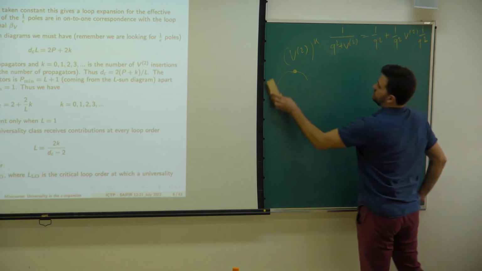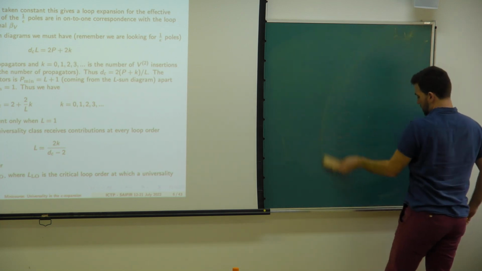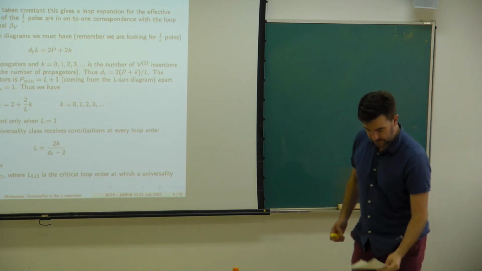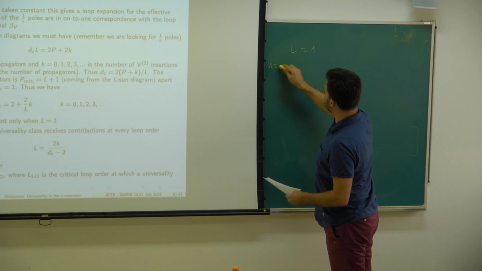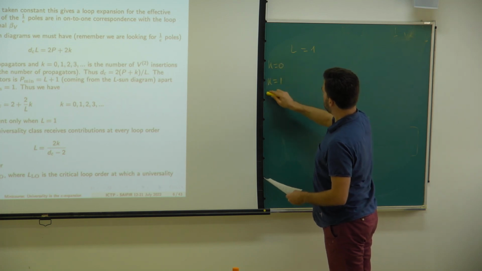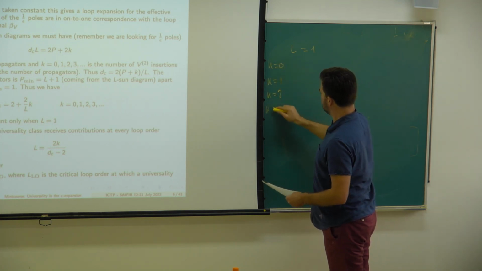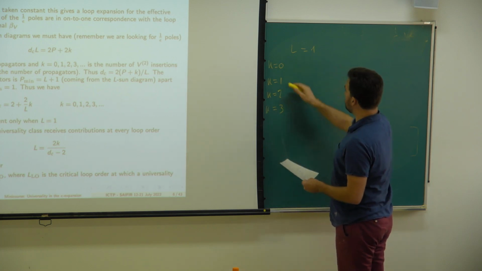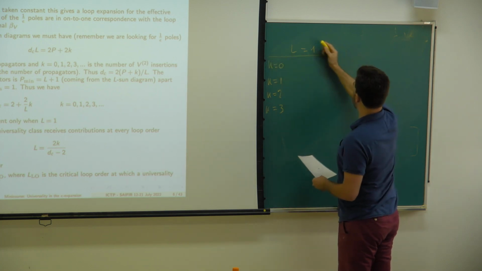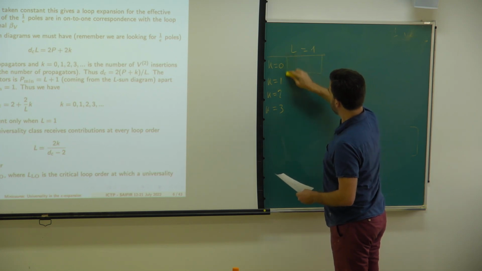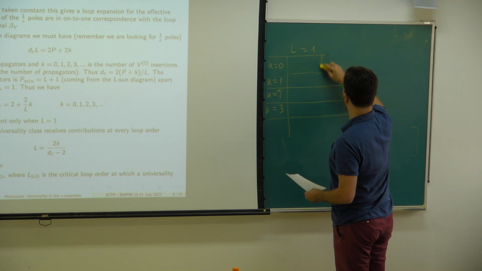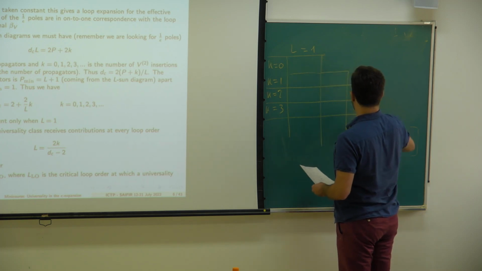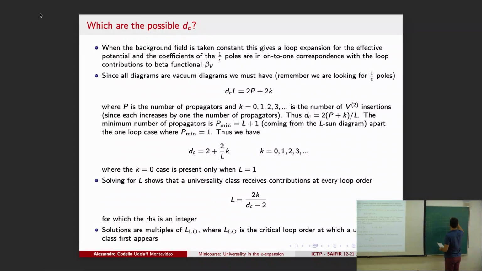So for example, how to use this formula, we are just saying that, okay, for L equal 1, K can be equal to 0. Only for L equal 1, K can be equal to 0, as we said. So we're going to make a table like this. And then here we're going to do like L equal 2. And then we're going to do L equal 3.